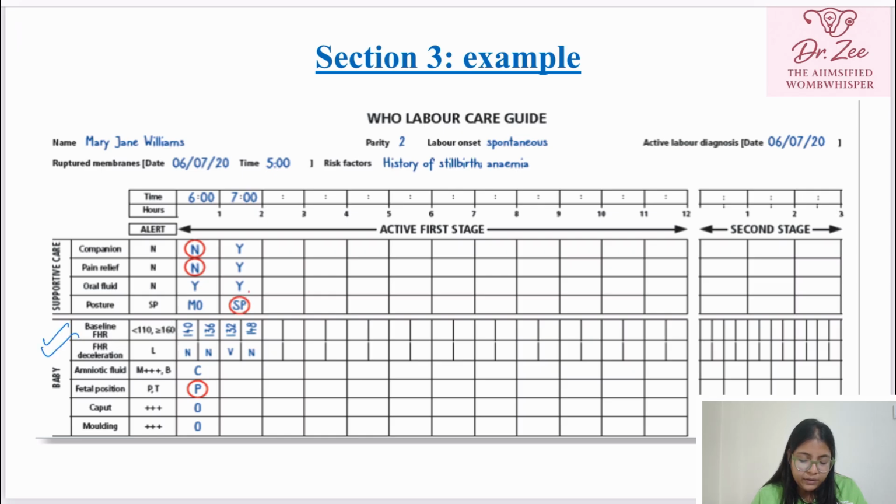You can see the baseline fetal heart rate and fetal decelerations being plotted half hourly, and then the amniotic fluid, fetal position, caput and molding have been plotted like this, and again they will be plotted after 4 hours or whenever the per vaginum examination is being done.